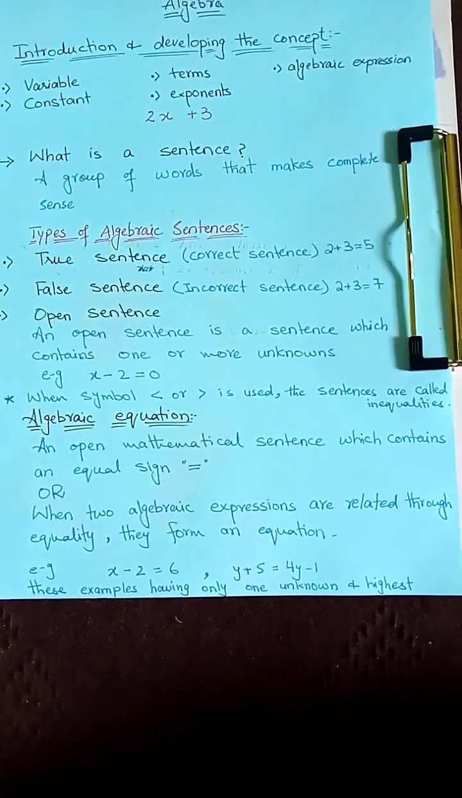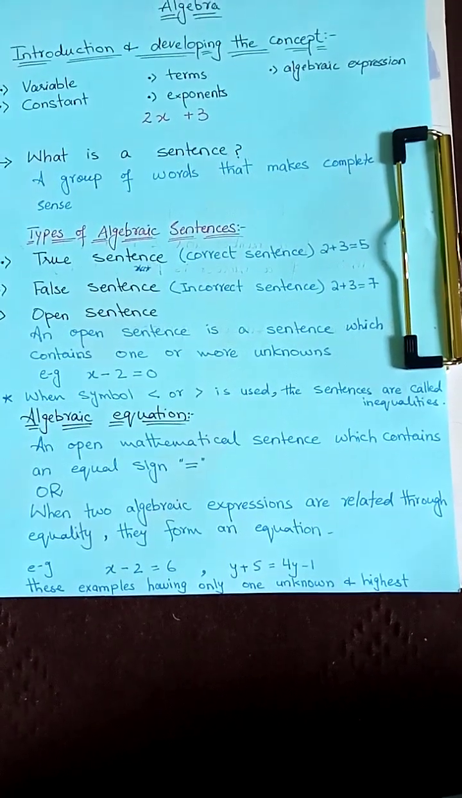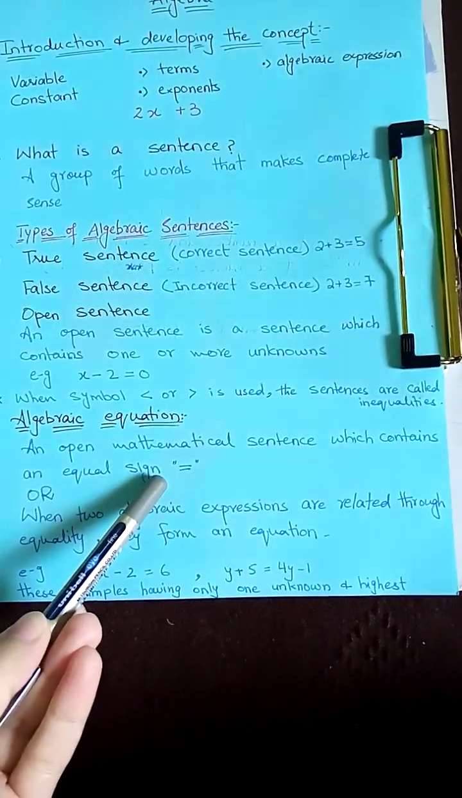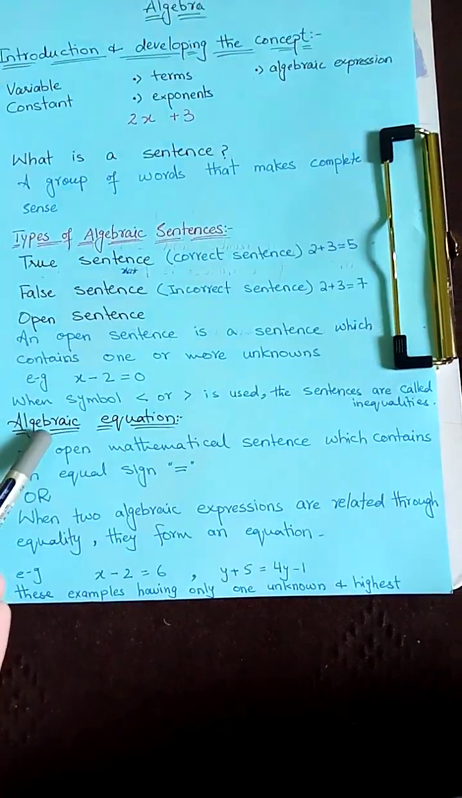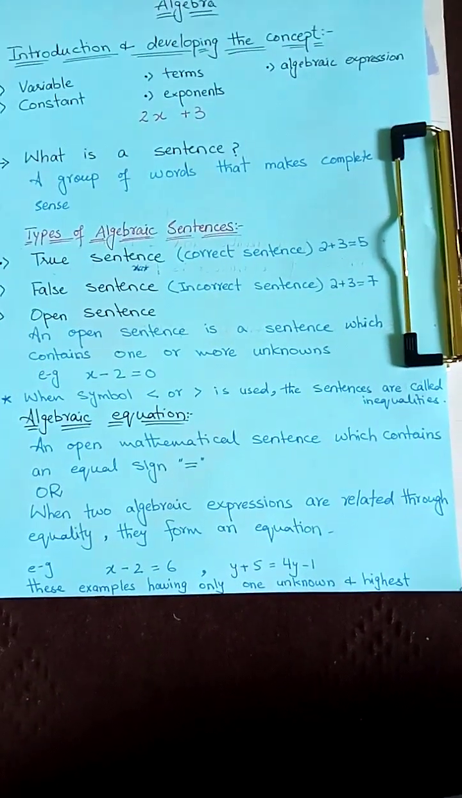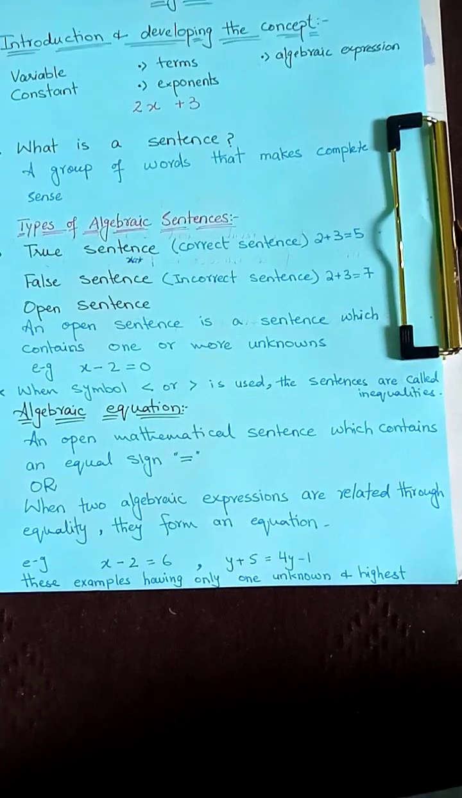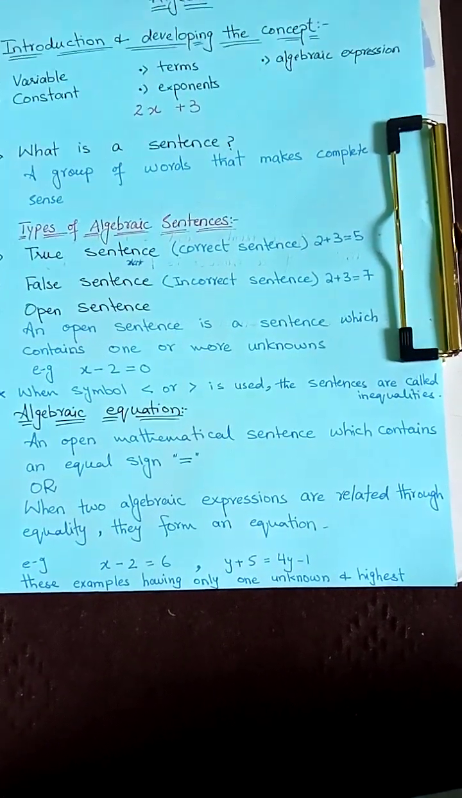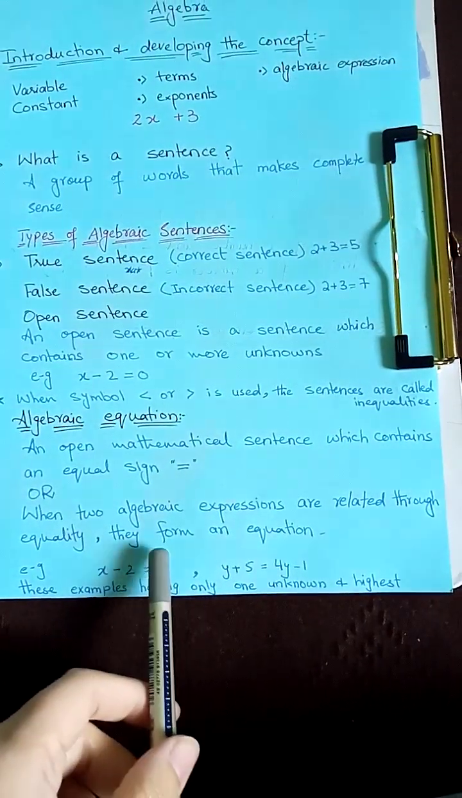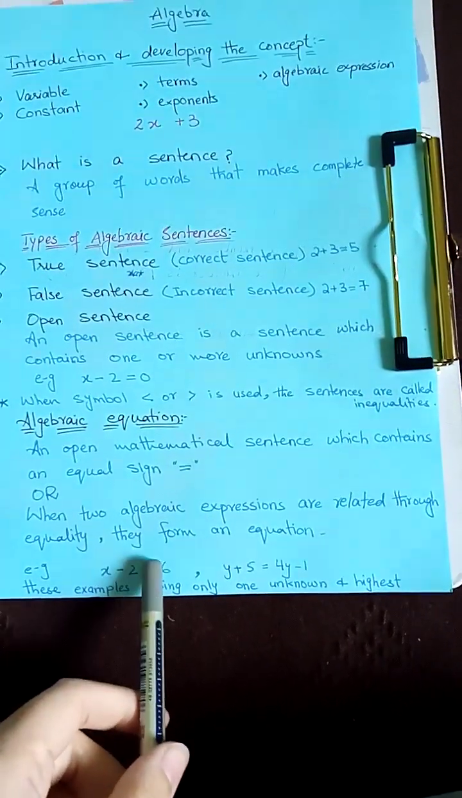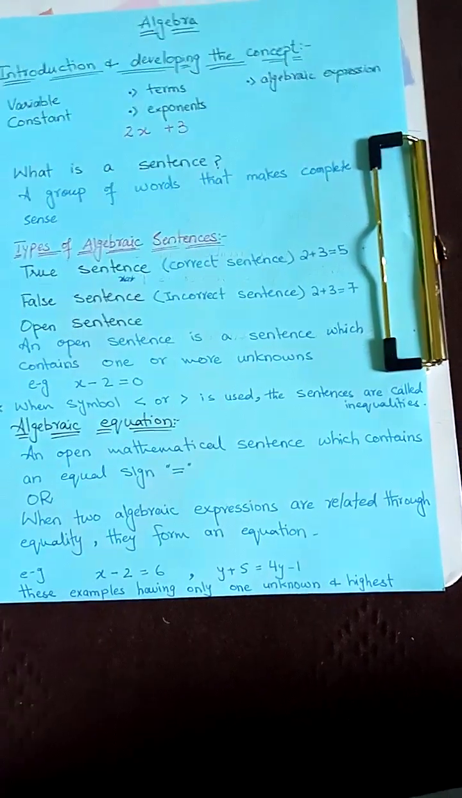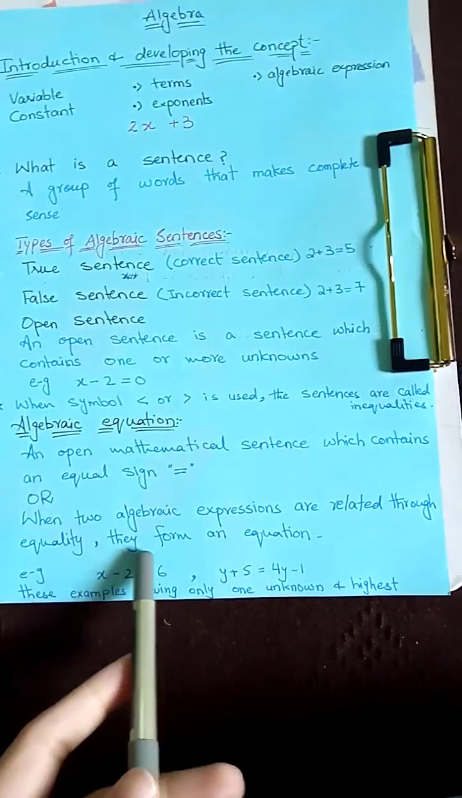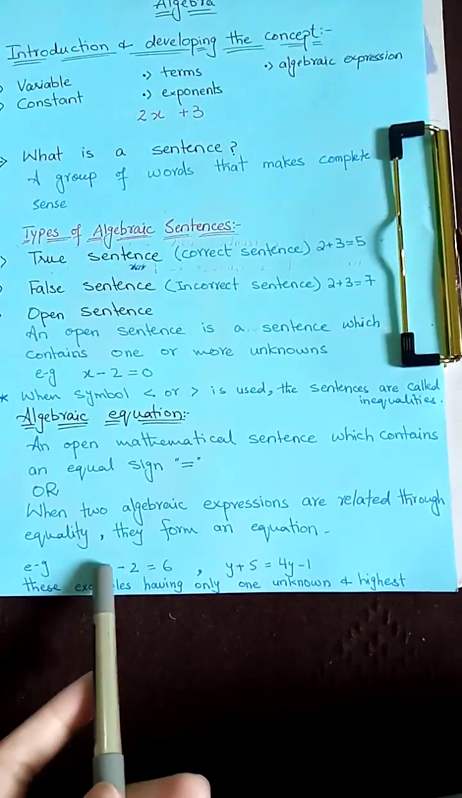An algebraic equation is an open mathematical sentence which contains an equal sign. When an equal sign is there, that mathematical sentence is called an algebraic equation. Or when algebraic expressions are related through equality, they form an equation. When there are two algebraic expressions and between them there is an equality symbol, that means this is an algebraic equation. So there are a few examples of algebraic equations written in front of you.